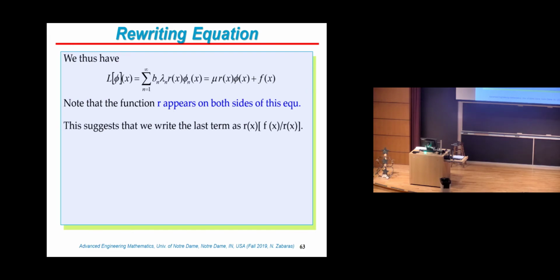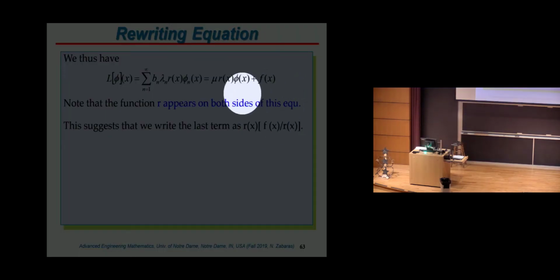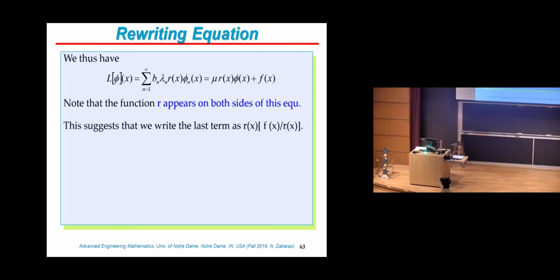What is the next step now? So f, I know f. r, I know r. So I know f over r. What should be the next step to put everything here as a series expansion? What should I do to f over r?